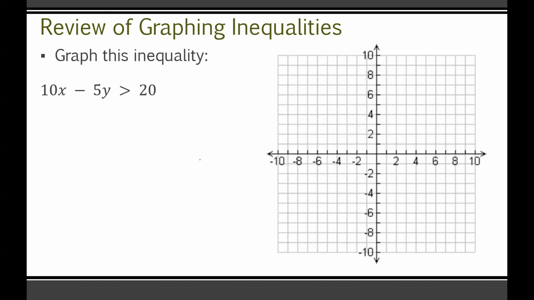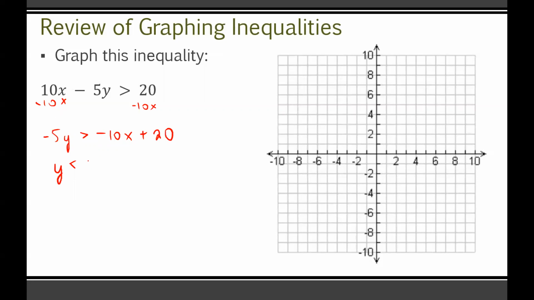First things first, we want to get our y all by itself. So let's move our 10x over. So I'll subtract 10x from both sides. That's going to give me negative 5y is greater than minus 10x plus 20. Then we want to get y totally by itself. So let's divide by negative 5. Just remember, though, when you divide both sides of an inequality by a negative number, you have to flip the sign around. So now it has to be y is less than.